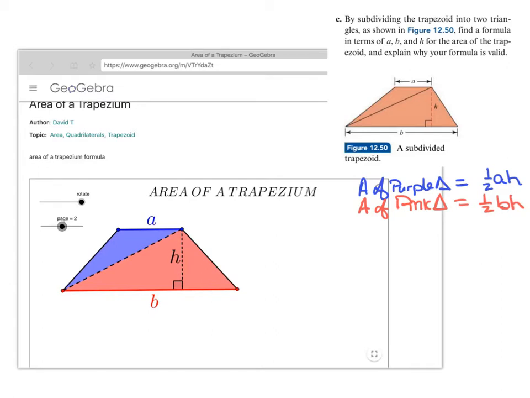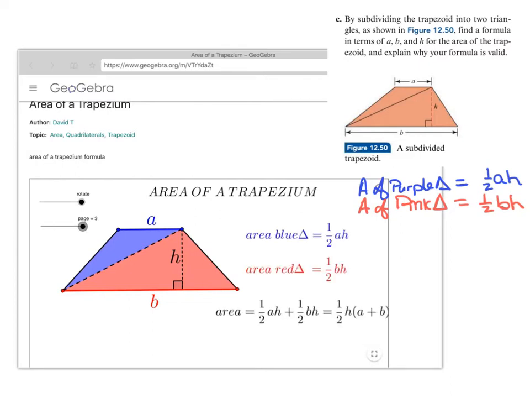I can show, let me load this page. Doesn't seem to want to load. There we go. So the total area here would be 1/2 AH plus 1/2 BH, or 1/2 H times A plus B for the area of the trapezoid.